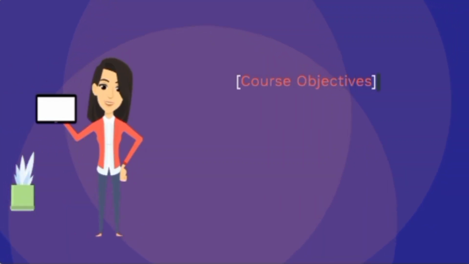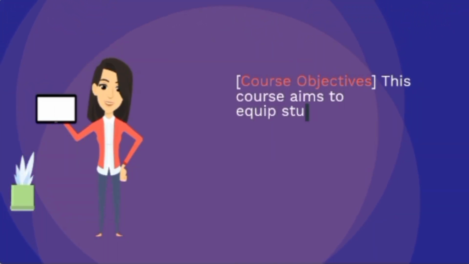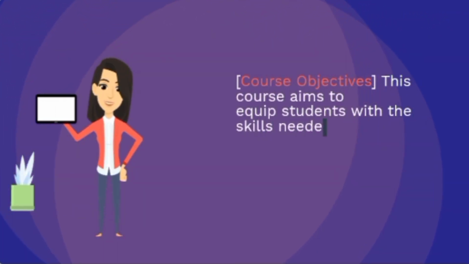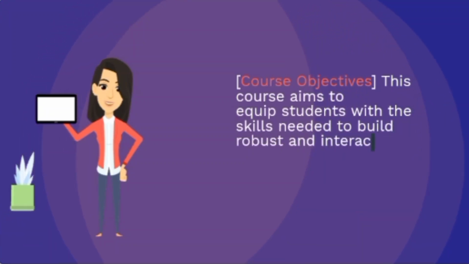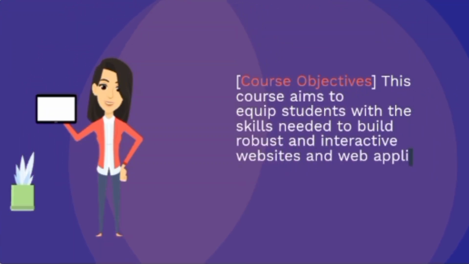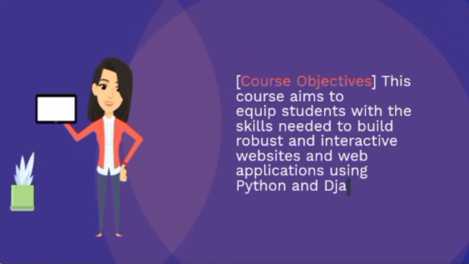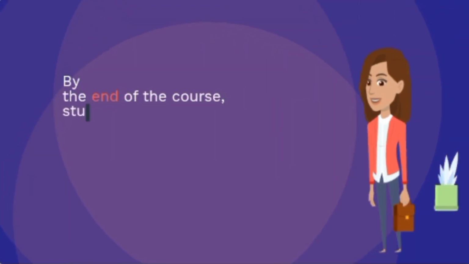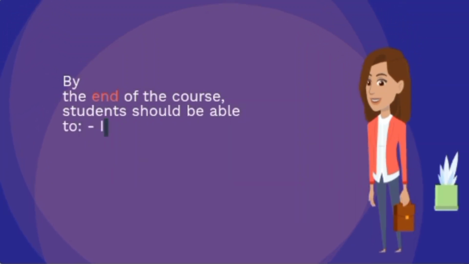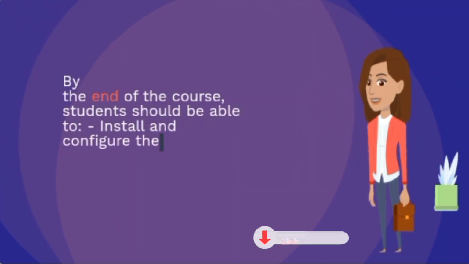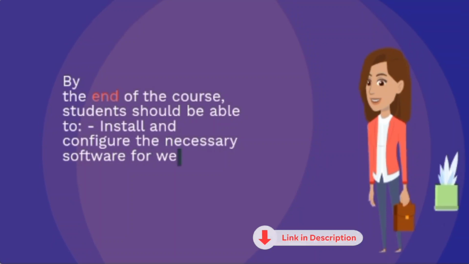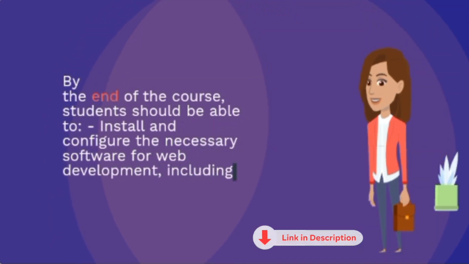Course objectives. This course aims to equip students with the skills needed to build robust and interactive websites and web applications using Python and Django. By the end of the course, students should be able to install and configure the necessary software for web development, including Python, Django, and a web server.